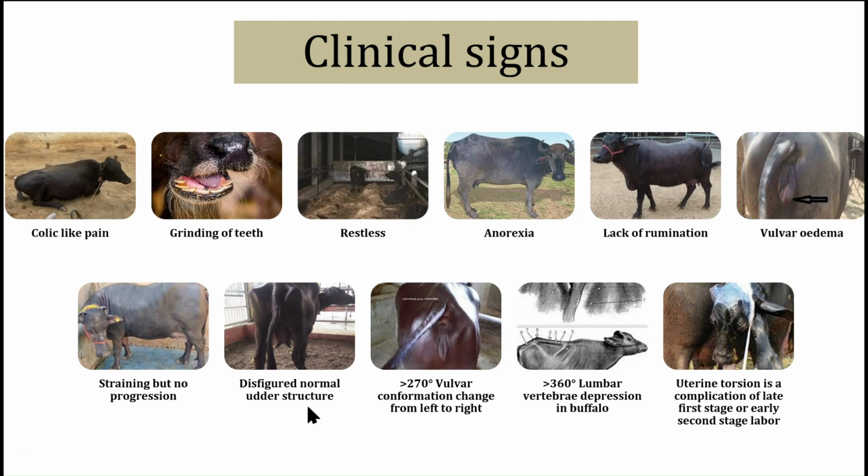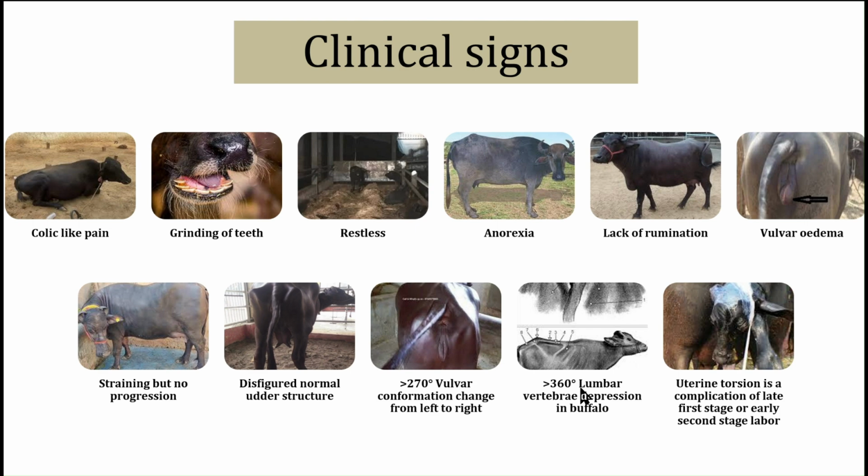Apart from that, the arrangement of the mammary gland or the udder will be disfigured. This is the normal. This is not the normal, you can see in the picture. And if the torsion is more than 270 degree, there will be changes in the vulvar conformation. If the uterine torsion is of the right side, you will see an upward fold on the left side and a downward fold on the right side.